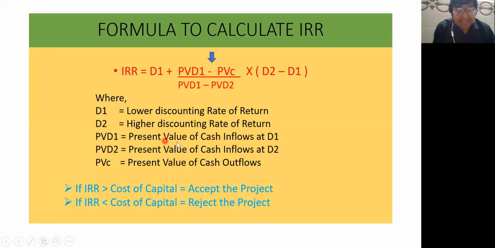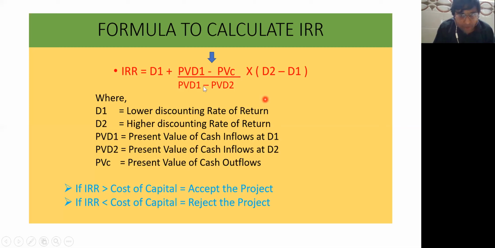What is PVD1? PVD1 is the present value of cash inflows at D1, the lower discounting rate. At the lower discounting rate, whatever present value of cash inflow you get, you have to write here. PVC, everyone knows, is the present value of cash outflow, meaning your initial investment. PVD2 is the present value of cash inflow at D2, the higher discounting rate.